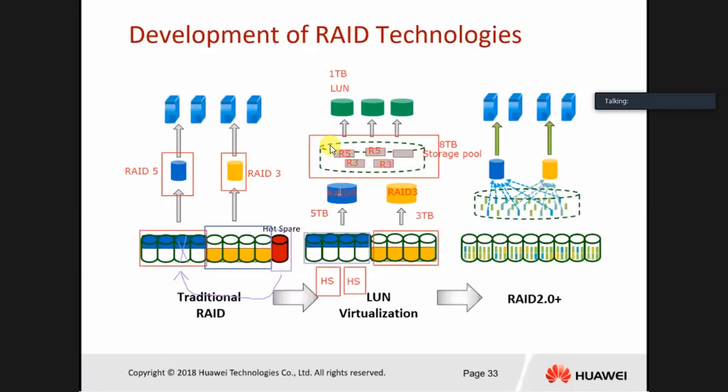In LUN virtualization, after you construct these 2 RAIDs, you mix them together into a storage pool. So you cut them into smaller pieces from the RAID 5 and the RAID 3, and you form a storage pool over here. In this storage pool, some pieces will be RAID 5 and some pieces will be RAID 3. This storage pool will be the one that you form your LUN from, which you are going to mount to your server. So let's say that I want to get 1 terabyte for this LUN. Will this 1 terabyte come from RAID 5 or RAID 3? The answer is, it will come from both. Some of it might come from RAID 3, some of it will come from RAID 5.